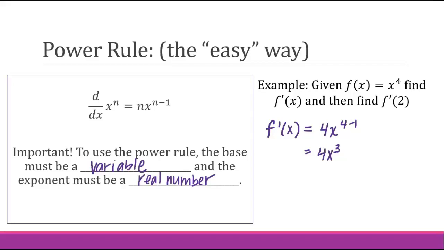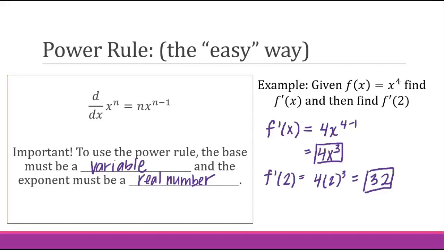Now I want specifically the numerical derivative, the slope of the tangent line at the x value 2. So f prime of 2 means substitute 2 into this functional derivative, so I have 4 times 2 cubed, or 32. So there are two different things that were being asked for, so there are two different answers, 4x cubed and 32.